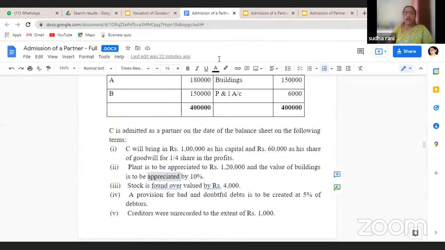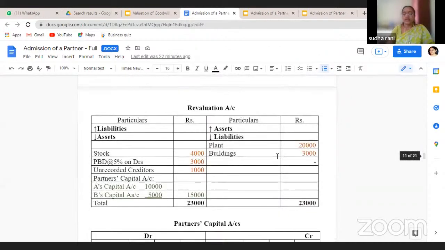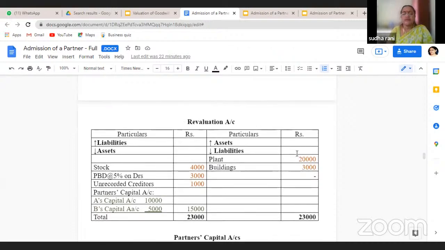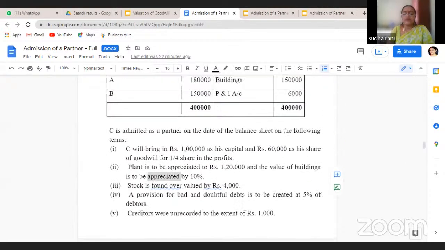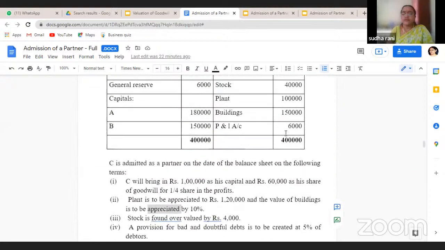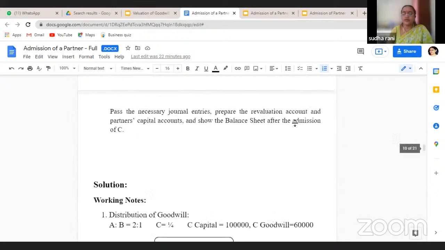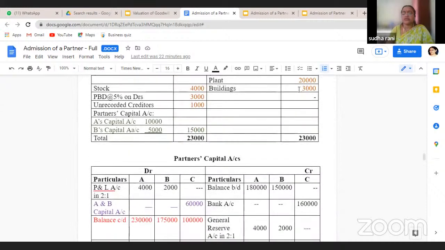Very good. So that 15,000 we will take again on the credit side. Here I wrote it wrong. 10% of 1,50,000 is 15,000. Okay, 15,000. Now, next point.